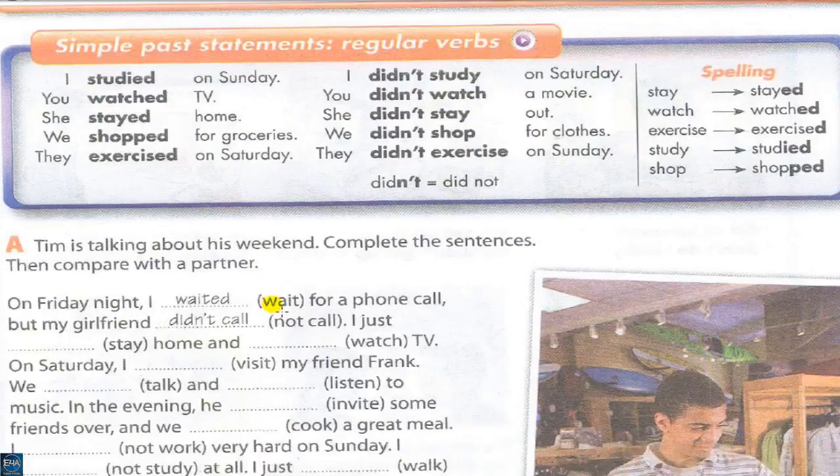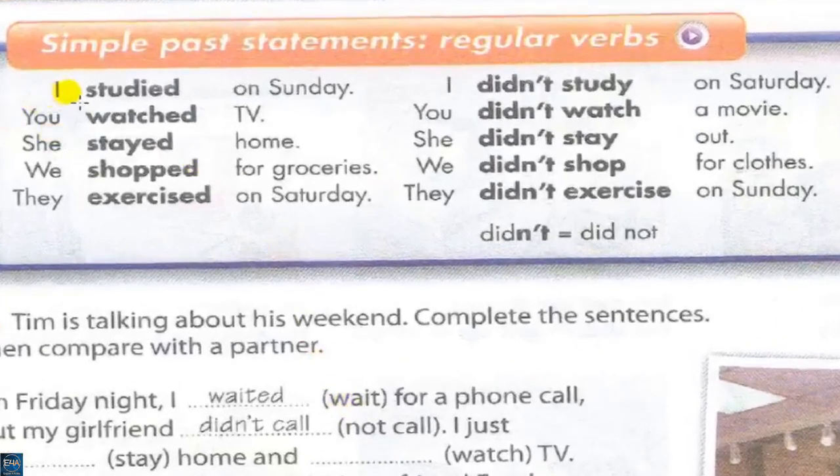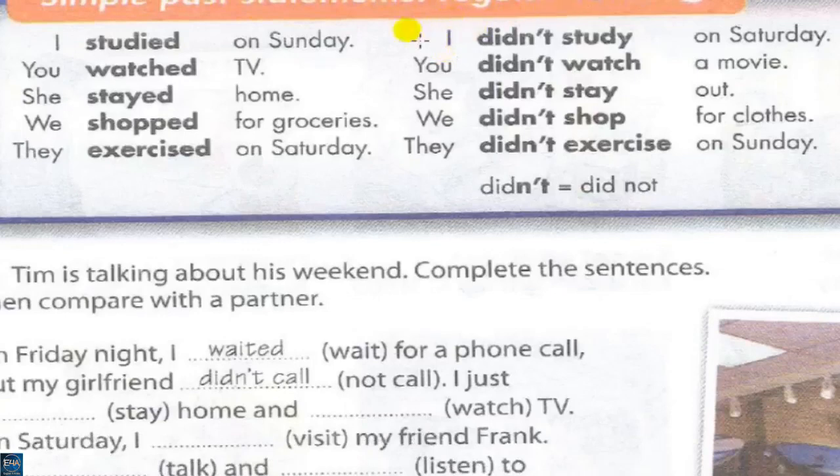Exercise number 3, grammar focus. Page 93, exercise 3, grammar focus. Simple past statements, regular verbs. I studied on Sunday. I didn't study on Saturday. You watched TV. You didn't watch a movie. She stayed home. She didn't stay out. We shopped for groceries. We didn't shop for clothes. They exercised on Saturday. They didn't exercise on Sunday. Didn't equals did not.